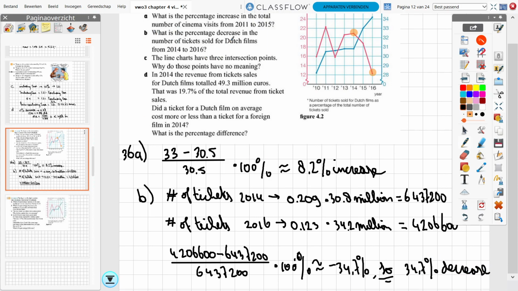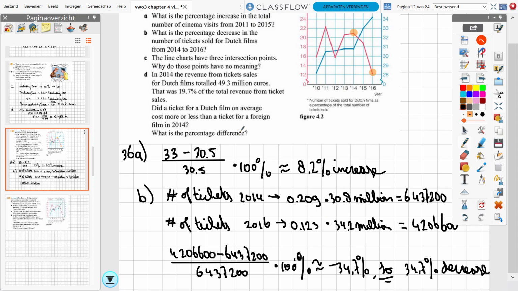This seems not that difficult, but there are multiple ways to do this incorrectly. Just doing this minus this, but it's percentage points. Subtracting this without taking into account that the number of tickets sold is different. This is the way to do it. Okay.